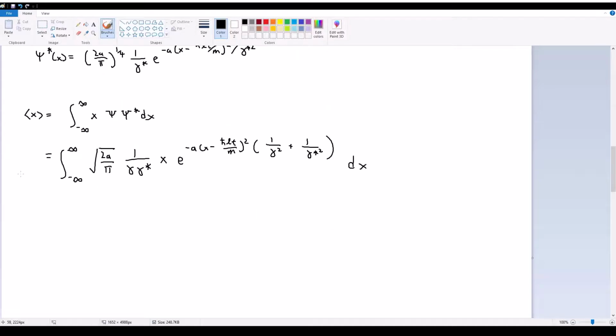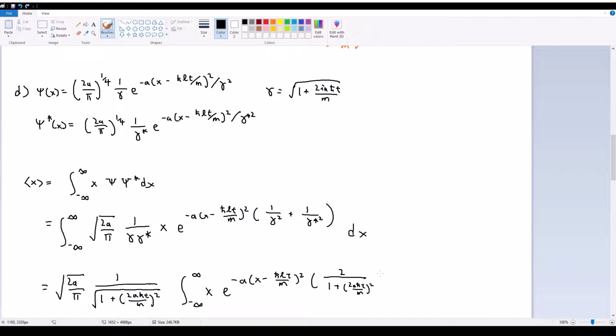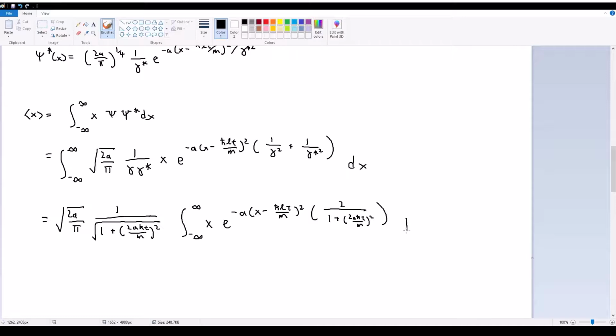dx. This is going to give us, move the square root 2a over pi out. Gamma times gamma star is going to give us 1 over 1 plus 2a h bar t over m squared. Take the square root of everything here. And then we have our integral from negative infinity to positive infinity of x times e to the negative a x minus h bar lt over m squared times, I believe this is going to end up equaling 2 as we solved at the top, and at the bottom it's going to be just 1 plus 2a h bar t over m squared. Close this off with a dx.